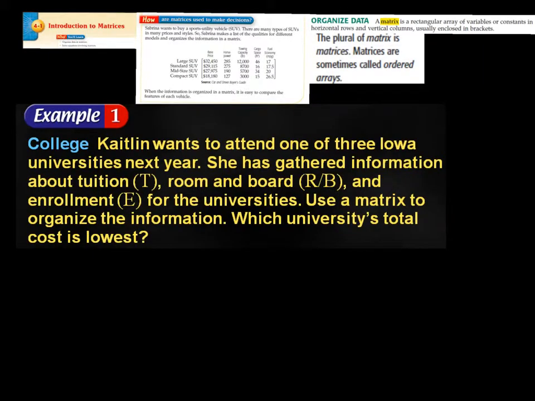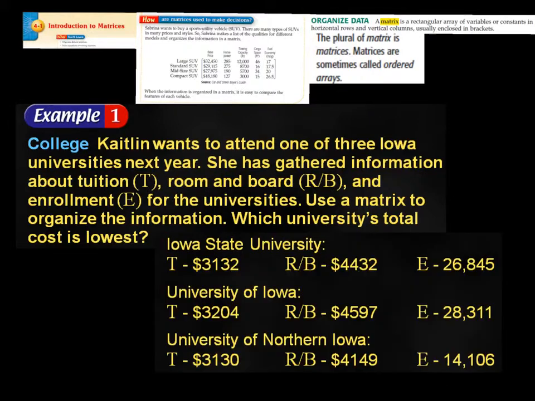Caitlin wants to attend one of 3 Iowa universities next year. She's gathered information about tuition T, room and board RB, and enrollment E for the universities. Use a matrix to organize the information. Which university's total cost is lowest?